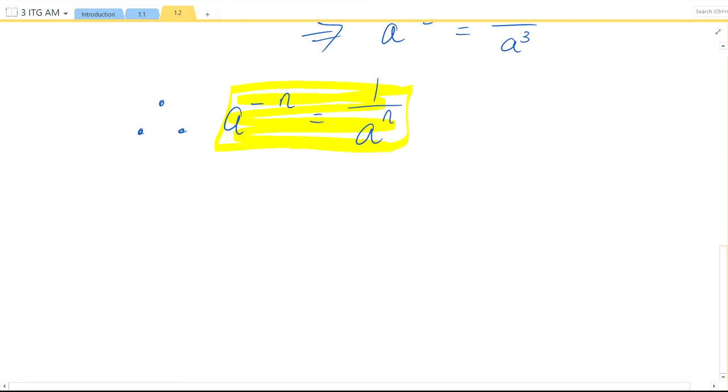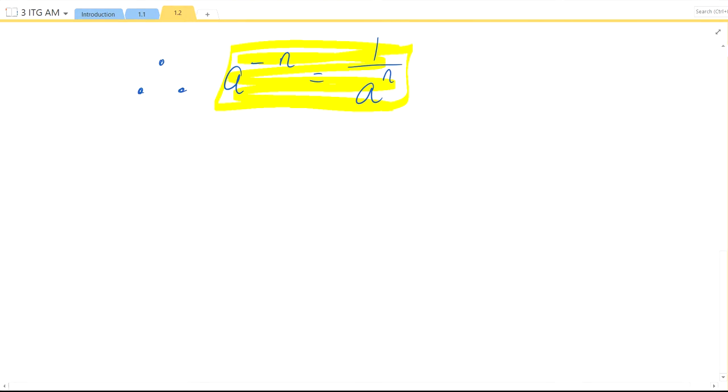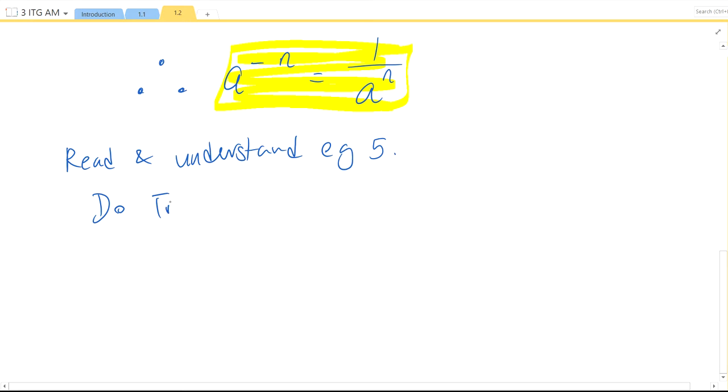Then you may move on to example 5. Read and understand example 5. Do Try It 5. Likewise, example 6 and do Try It 6.